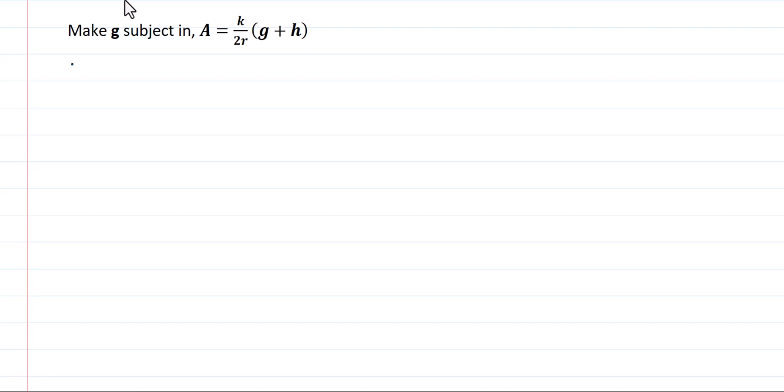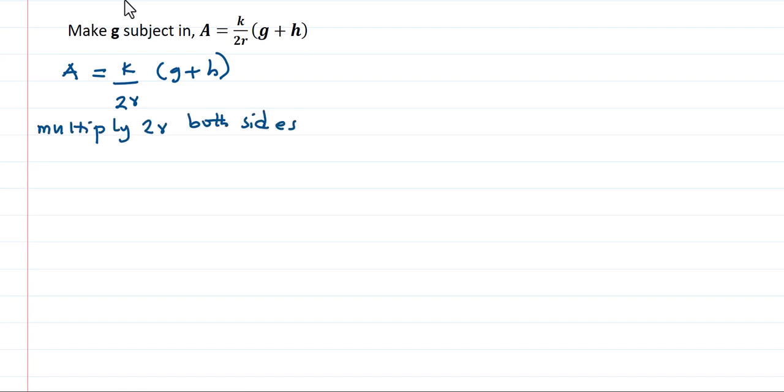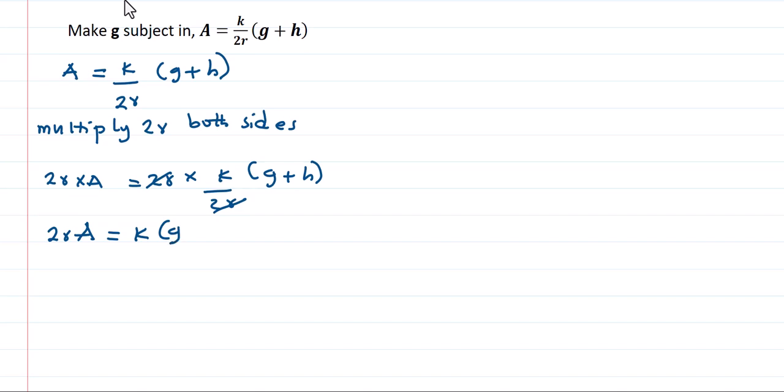Okay, make g subject in the equation. So we had a is equal to k over 2r bracket g plus h. Very similar to what we solved before. So let's multiply 2r both sides. So I'm just going to go straight. Doing that, we'll have 2r multiplied by a is equal to 2r multiplied by k over 2r bracket g plus h. The 2r's cancel out here, then we'll have 2ra is equal to k brackets g plus h.